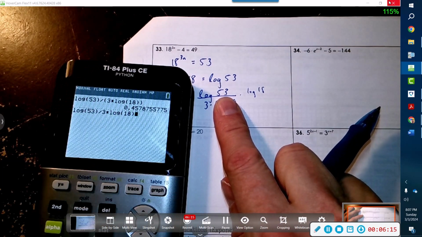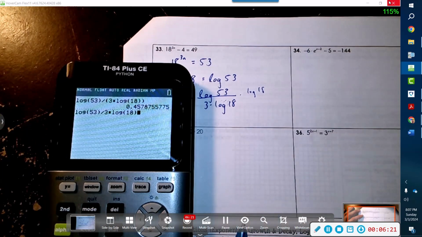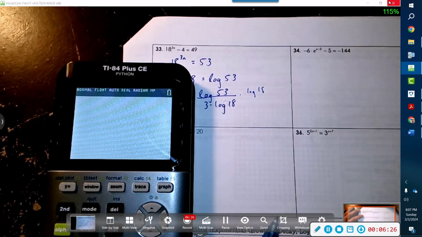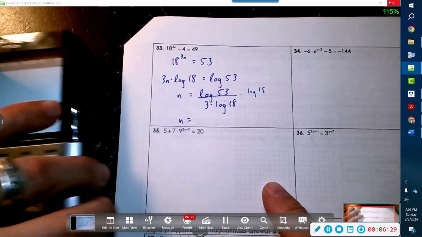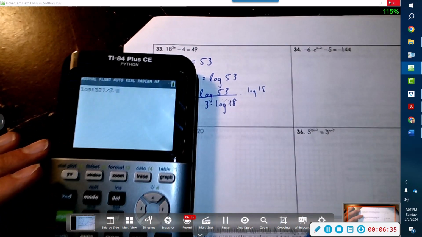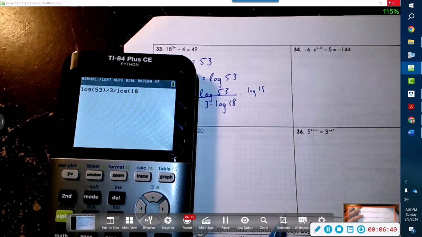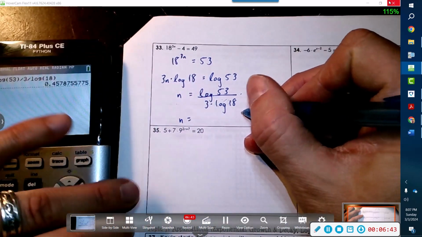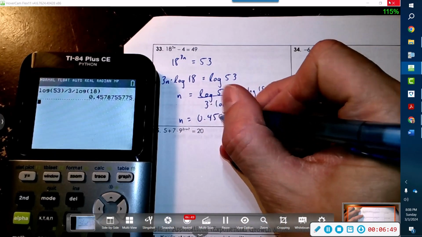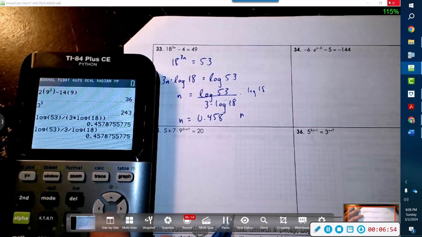So, just be careful. You can wrap the denominator in parentheses like this, or you could just do it like this. Divide by 3, and then also divide by the log of 53... the log of 18. That actually does work. Oh, we got it right here. 0.58. So let's go up here. Yep, you'll see that it's the same number.